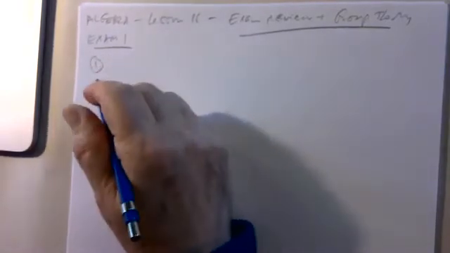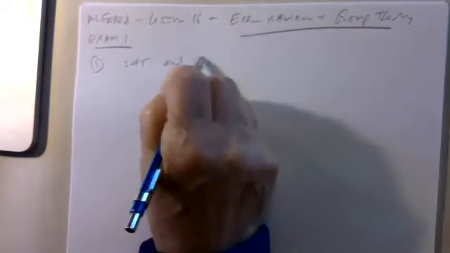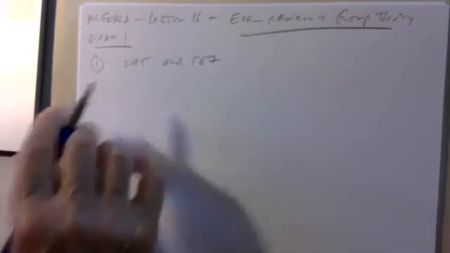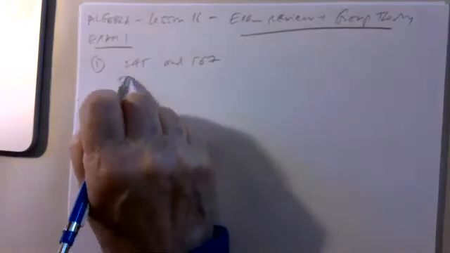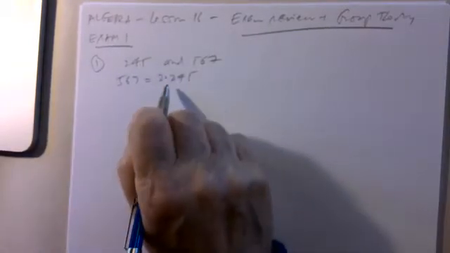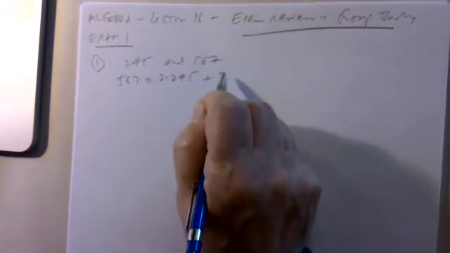Problem 1. So we have the numbers 245 and 567, and we want to use the Euclidean algorithm to calculate the greatest common divisor. So we take 567 and we divide it by 245. It goes in 2 times, I think. Let's see, that's 490. So that leaves a remainder of 77.